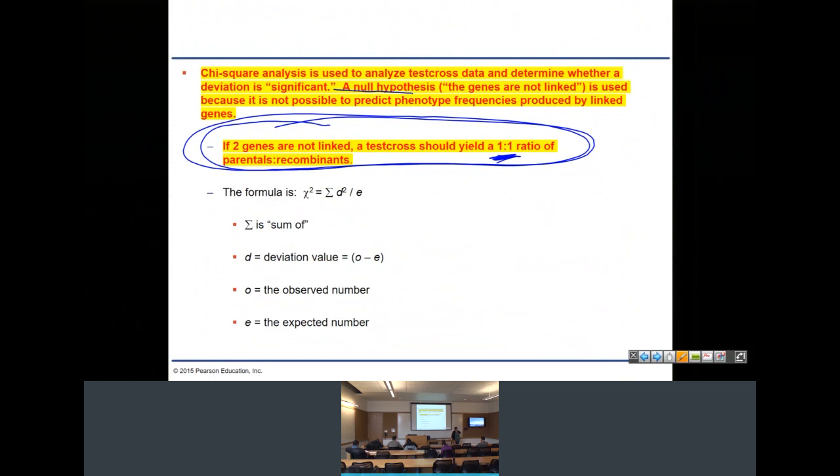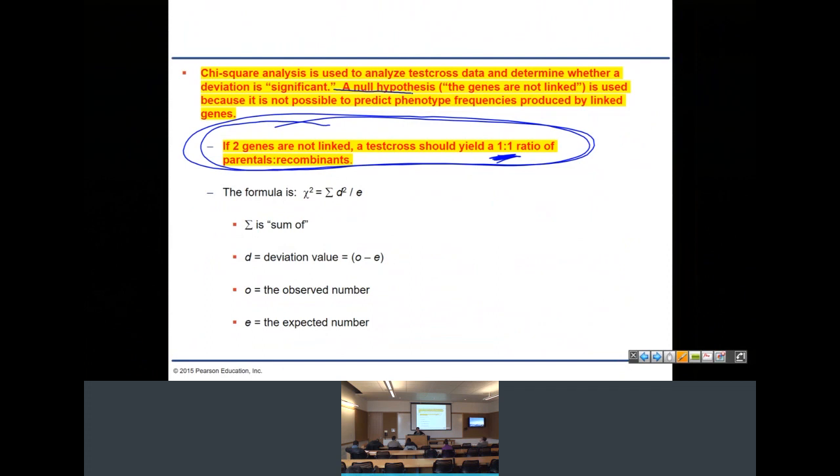So the first thing you do with mapping these three genes is determine if they're linked or not. To do that, you have to do a test cross utilizing the null hypothesis, that the genes undergo independent assortment, typical Mendelian genetics, they're not linked. You're going to cross a heterozygote with a homozygous recessive, and you should see a 1-to-1 ratio of parental to recombinants. And you can use the chi-squared analysis to determine if the differences between observed and expected are significant.